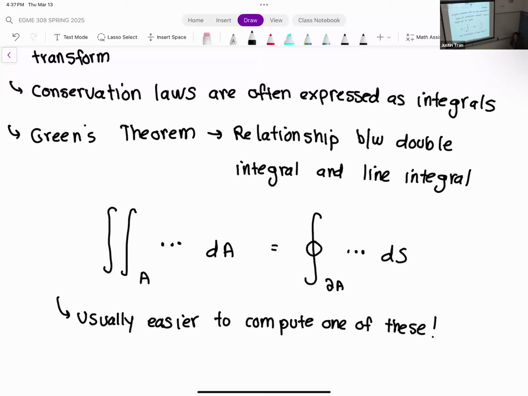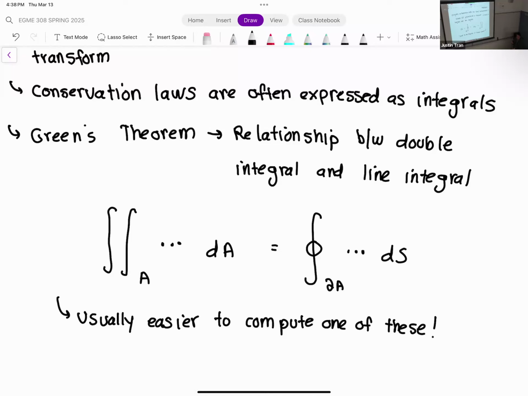And so if you're ever in a situation where you have to compute one of these integrals, you can use Green's theorem to transform the integral into the other form and do the calculation that way. Usually these theorems are not introduced that way because they're usually introduced as part of the conservation laws. But that's how they're kind of used in practice, especially within the development of computational techniques like finite elements, finite volumes. And so these theorems are a tool of convenience. So that's where we're going.